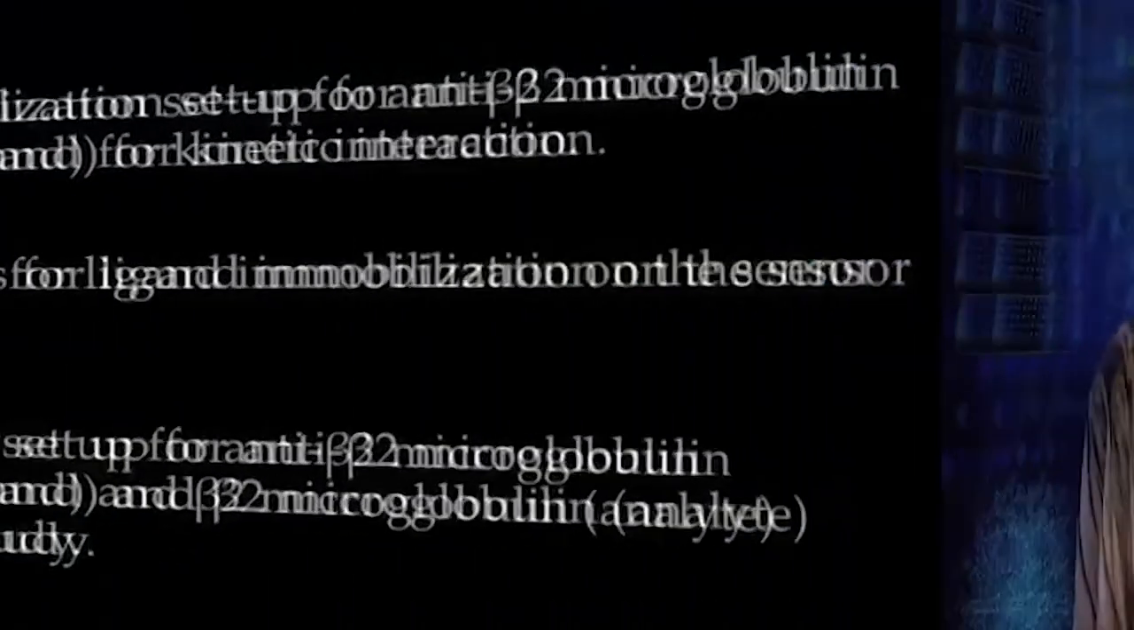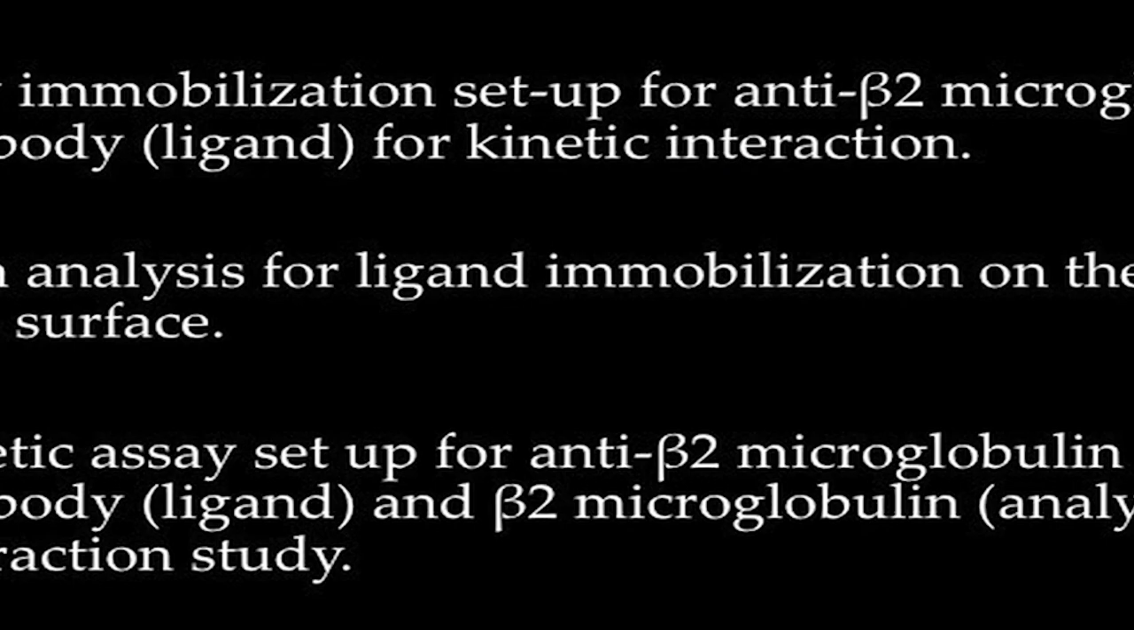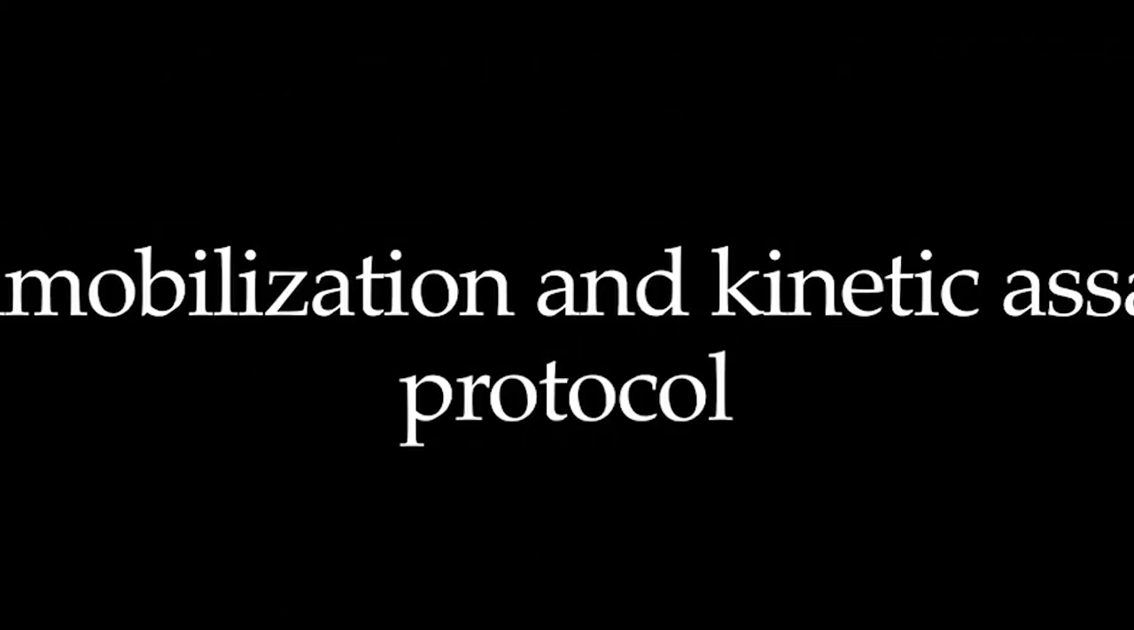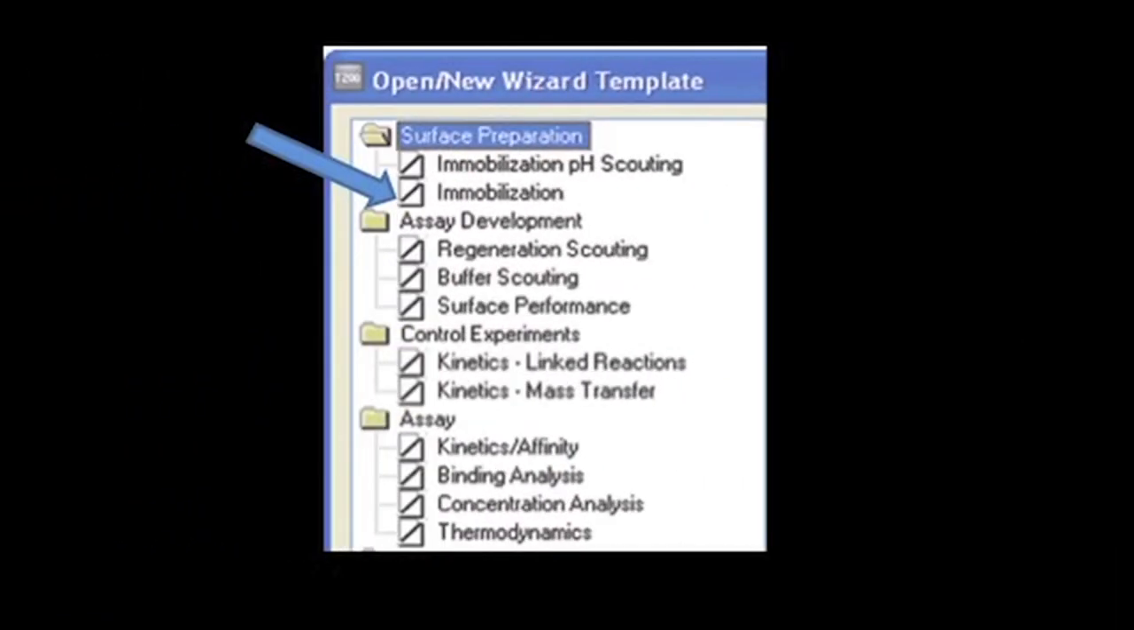Today we are going to perform the kinetic analysis for the protein beta 2 microglobulin with anti-beta 2 microglobulin antibody using multi-cycle kinetics. So, let us have the lab experimental sessions now. We will start with low immobilization protocol set up for anti-beta 2 microglobulin, as a lower immobilization level will be beneficial in this kinetic interaction analysis.